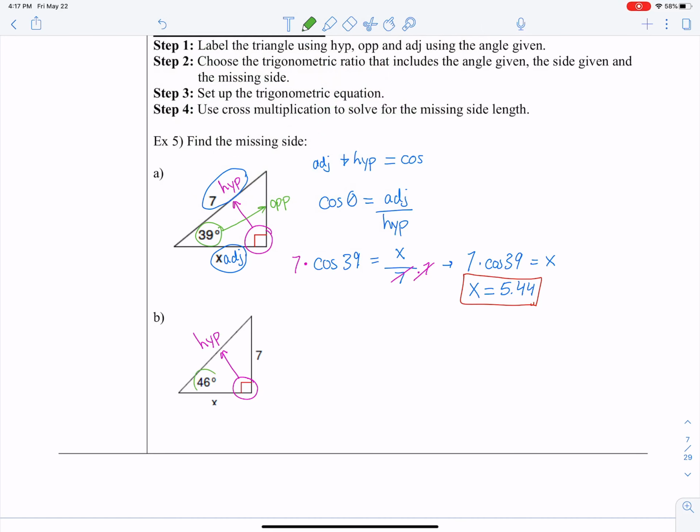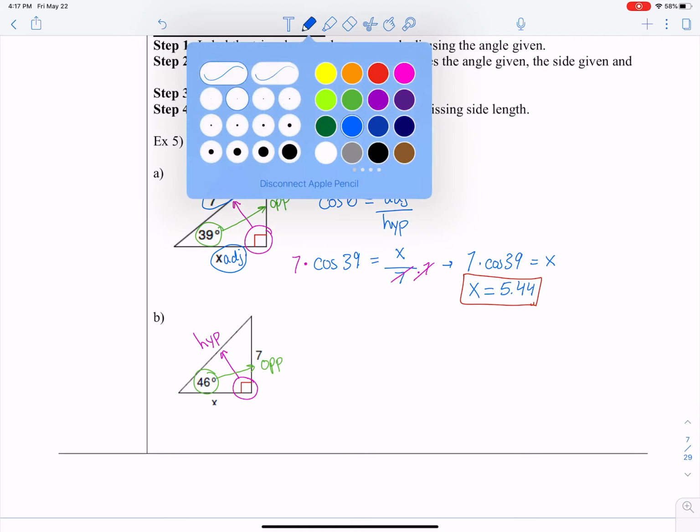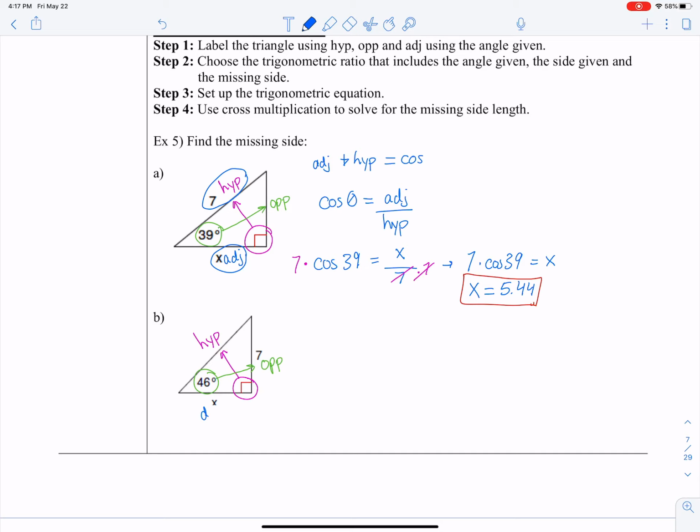Then this one is going to be our opposite. And then finally, we have adjacent. We're going to circle the sides that have information next to them. So this one has a letter and this one has a number. And then I have adjacent and I have opposite.